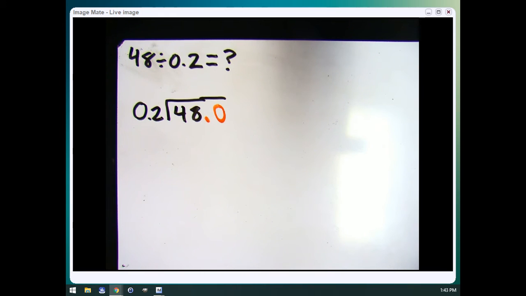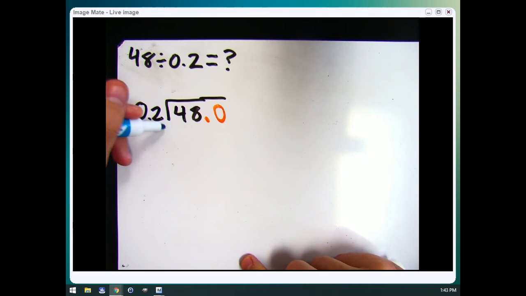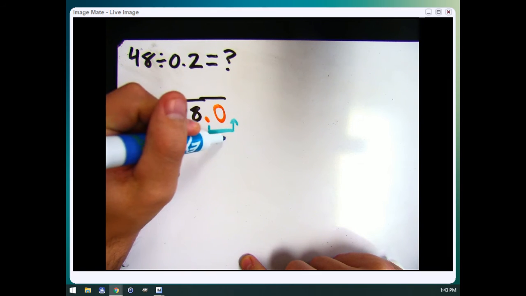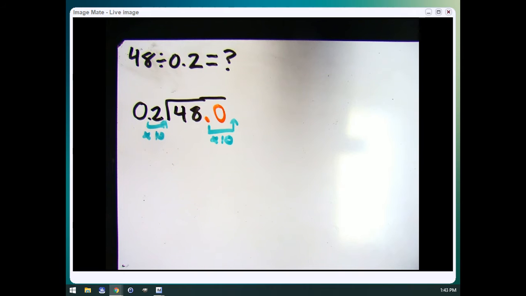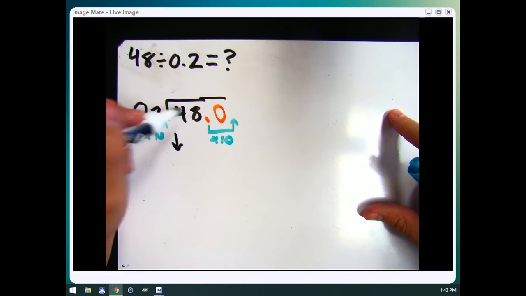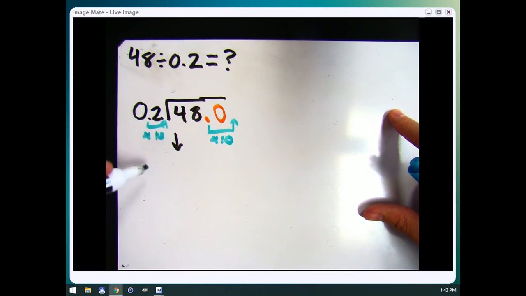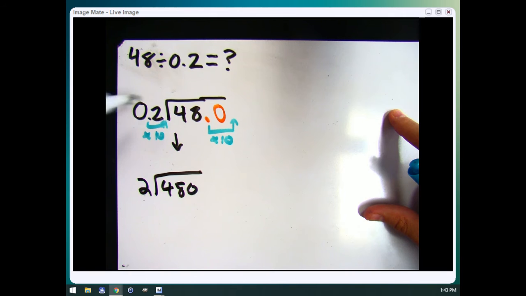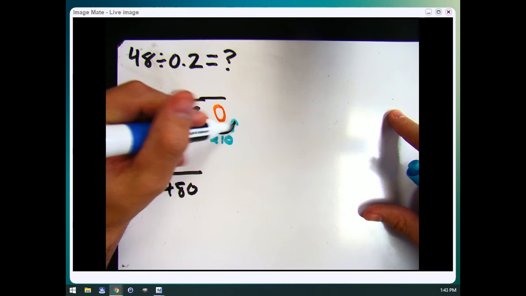Now, we also need to remember that multiplying by 10 or powers of 10, so 10, 100, 1000, can shift our decimal a certain number of places. So if I need to move this decimal one place, I multiply it by 10. If I need to move this one place, I need to multiply it by 10. Well, then my question is, how do I know how many places I need to multiply it by? Well, I need to shift this once. So now my problem, I'm going to rewrite it. Instead of 48 divided by 2/10, it's actually going to be 480 divided by 2, because I moved this decimal over, I moved this decimal over.